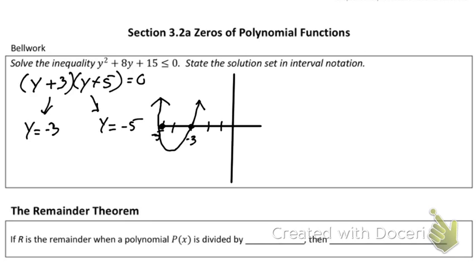And I'm looking for when it's less than or equal to. So less than is this portion. So I am going to have the bracket negative 5 to negative 3. And we are done. That's all the work you need to do for this one.